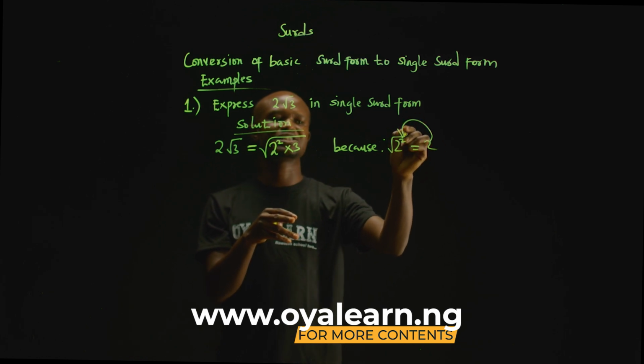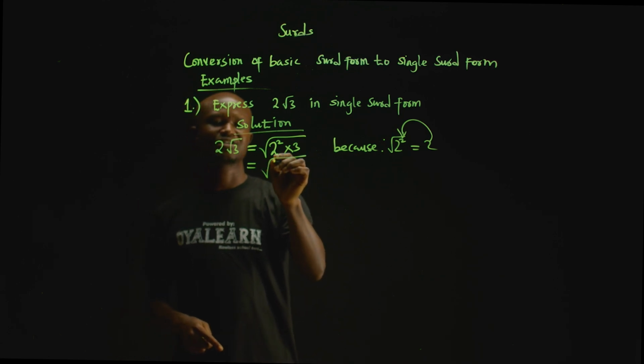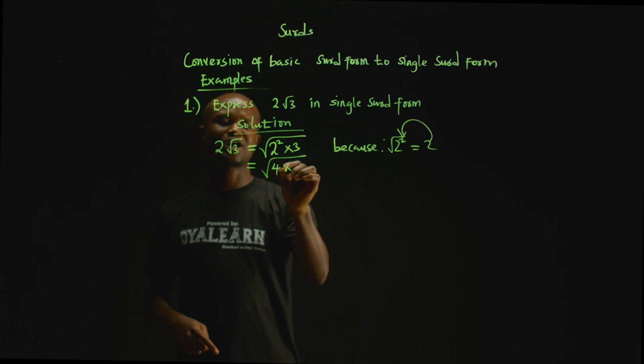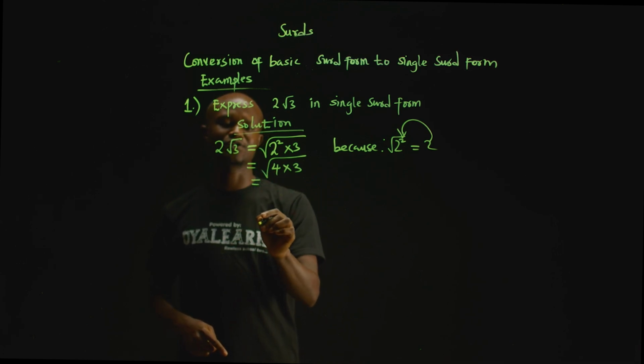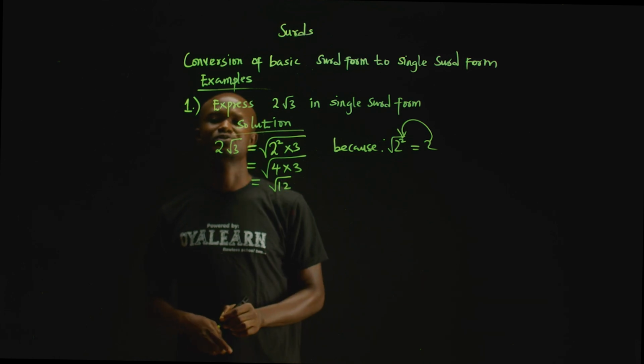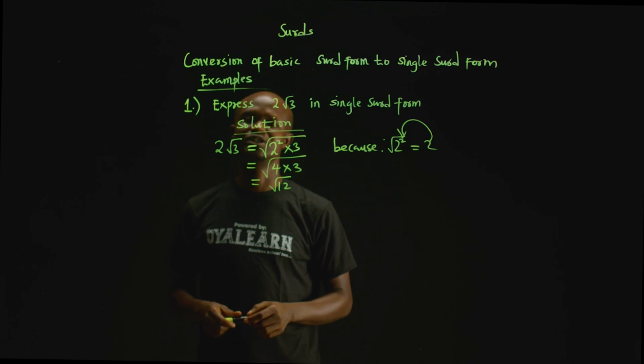So coming to this form, what are we having? This is the same thing as the square root of 2 squared, which is 4, then we have 4 times 3. Now this will give us the square root of what? What is 4 times 3? That's 12. So that will give us the square root of 12. That's the solution to the problem.